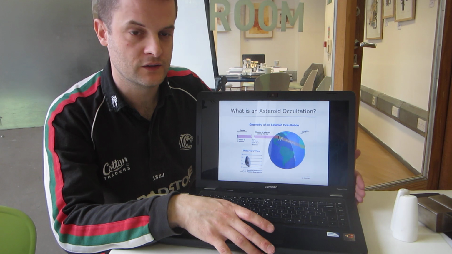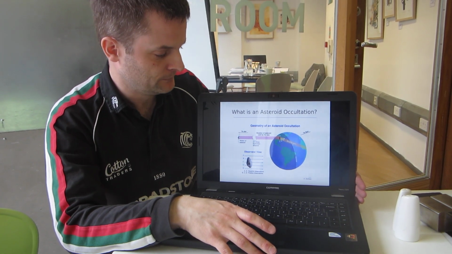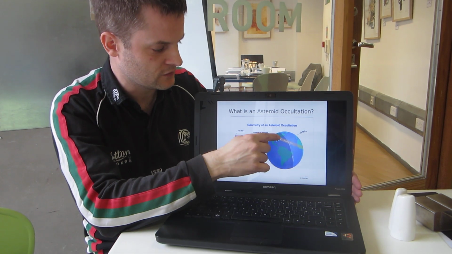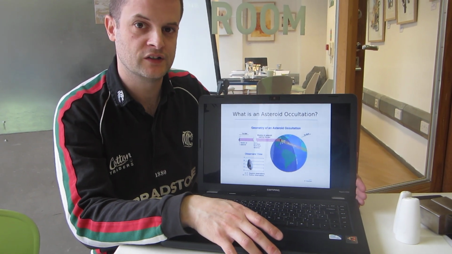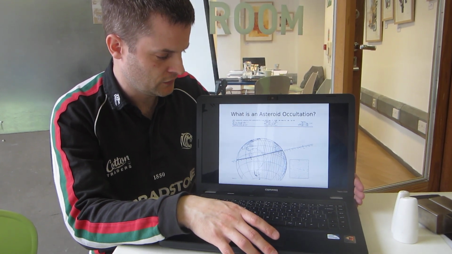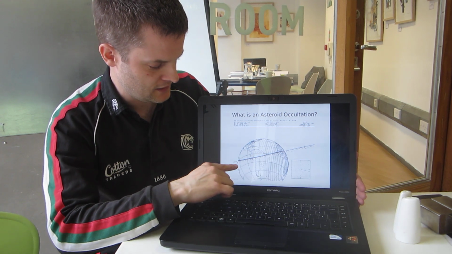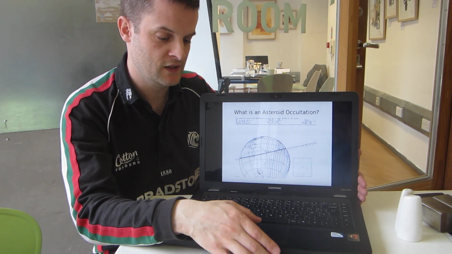So an occultation is when a star is blanked out by a passing asteroid, and if enough observers across the world actually witness this, you can effectively draw a picture of what the outline of an asteroid is, its profile. So what you're looking for is an opportunity to get a path of an asteroid going across your location and have lots of people within that location.